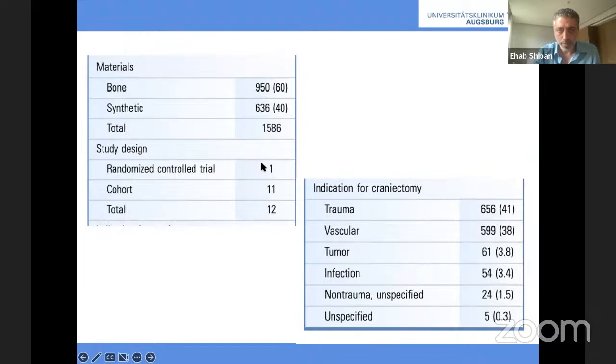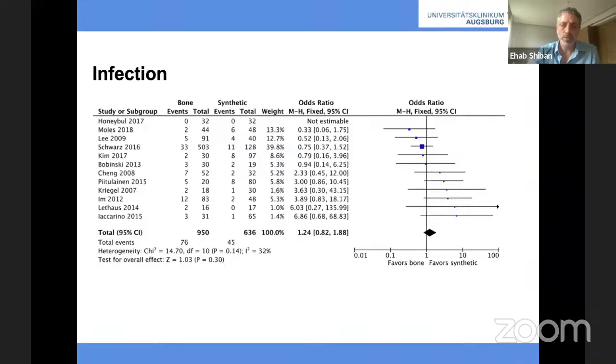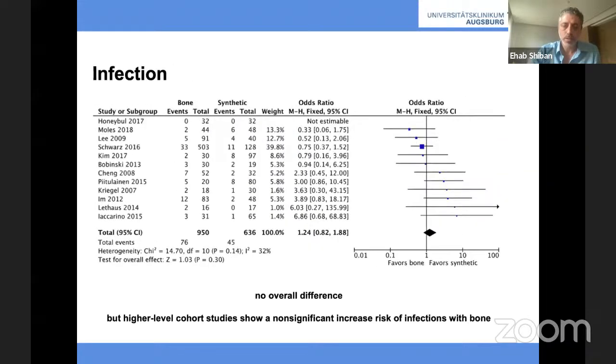There was only one RCT, which I will show you in a few slides. Mostly it was single center retrospective cohorts, so level 3 evidence. Most of the cases were following trauma or ischemic, malignant media infarction. Looking at infection, there was no real difference statistically, but some higher level cohort studies showed a non-significant increase in infection with bone.